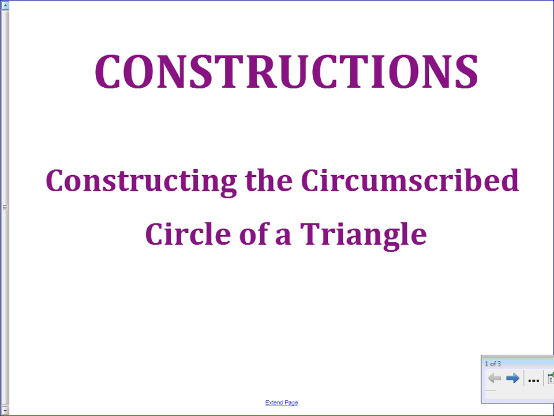For this geometry video, we are constructing the circumscribed circle about a triangle. So this is the circle that is going to be around a triangle, and all three vertices of the triangle are on the circle. Another way of thinking about this is we are constructing an inscribed triangle.